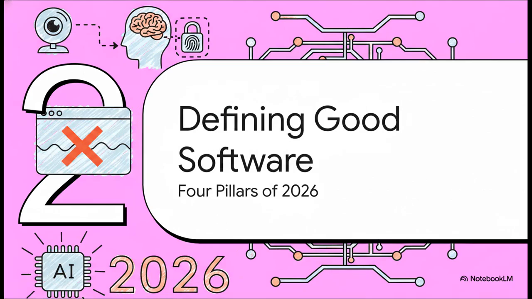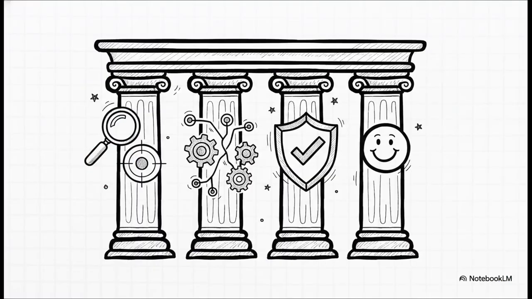Which brings us to Part 2, defining good software today and the 4 non-negotiable pillars of 2026 proctoring. Because simply locking down a browser and checking an ID, that's just table stakes now. Today's leading platforms have to nail 4 absolutely critical pillars. First up, detection accuracy. If your system flags 40% of your test takers, that's not a security tool. It's an administrative nightmare. We need true precision.